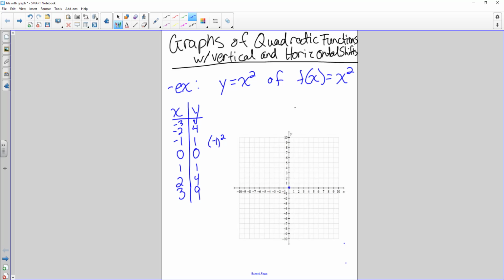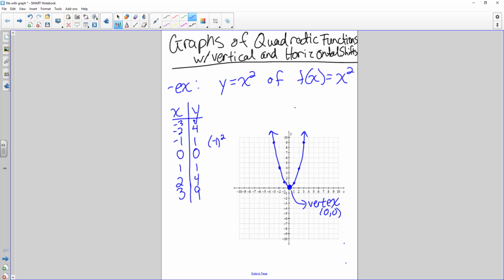If I plot those points, (0, 0), (1, 1), (2, 4), so I jump up a bit, (3, 9), I jump up even more. And then x is negative 1, y is positive 1; negative 2, positive 4; and then a coordinate of (negative 3, positive 9). So this is a parabola. It looks like a U shape. A couple of definitions to pick out: the low point is called the vertex. The vertex in this example is (0, 0).